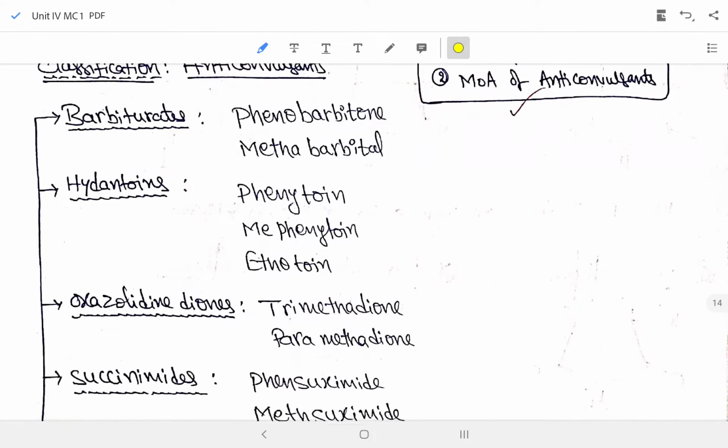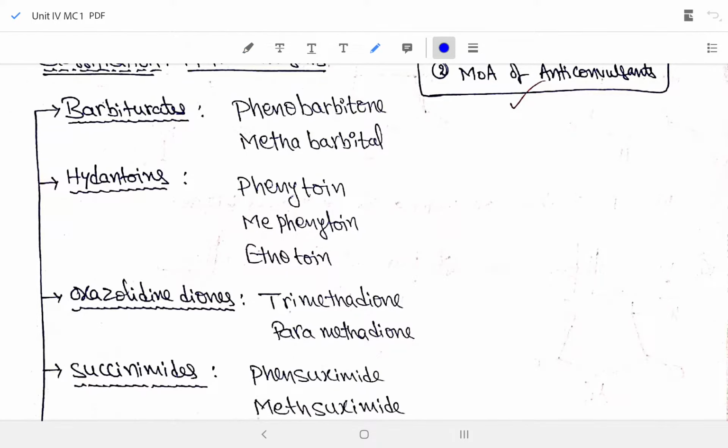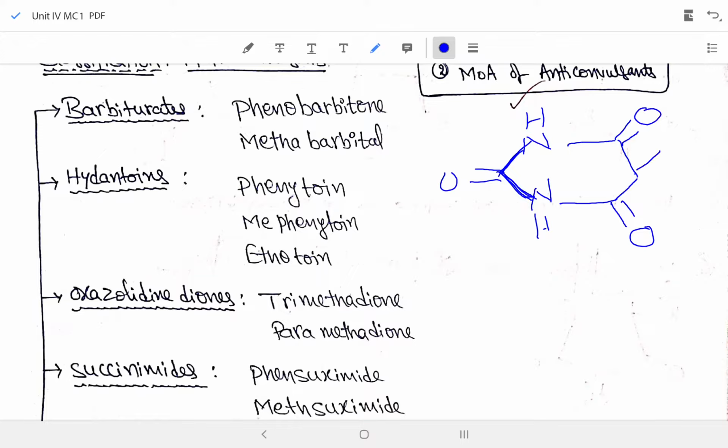If you see barbiturates, you know the general structure of barbiturates. Again, I am drawing here. Please remember this one. See, NH2, C double bond O, NH2 is urea. This is a carbon, this is a carbon, this is a carbon. Here, C double bond O, C double bond O. Substitution at the fifth position is the structure of barbiturate.